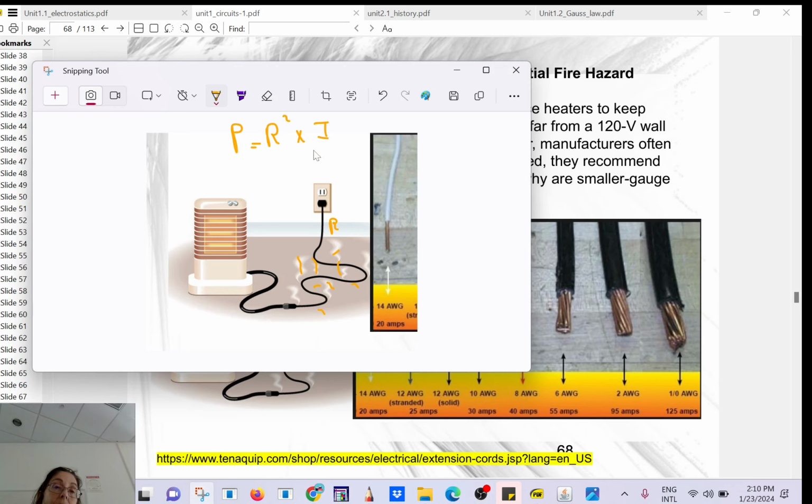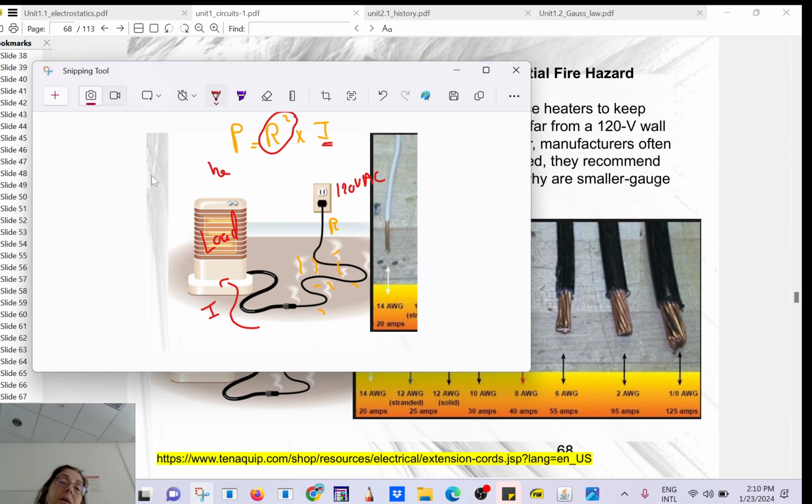So for a given current, because you know this is a load, so it needs to satisfy its appetite, it needs I. And here you have 120 volt AC. So this you cannot change. So you want to change R. You want to make sure that R is as small as possible. So that's why you want to use a thick wire. You don't want to go to the dollar store and buy a cheap, very thin one because it can catch fire. Do you understand?